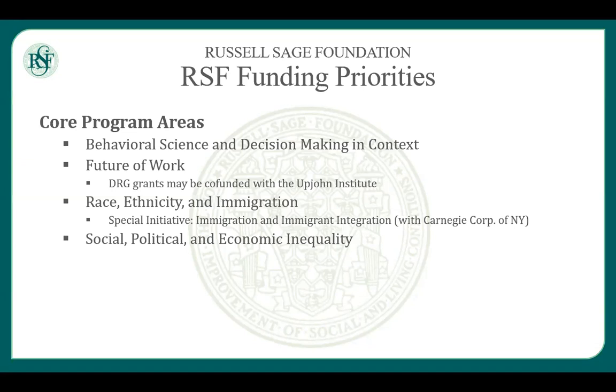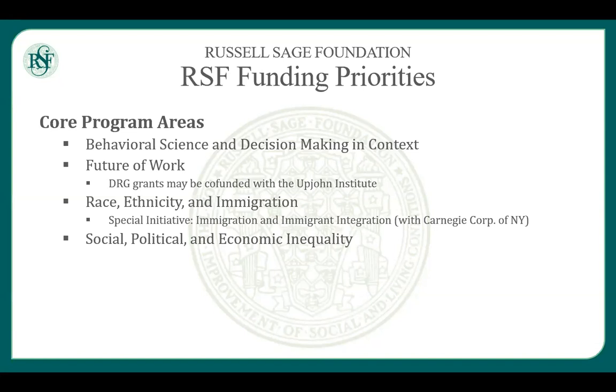Russell Sage has had a program on the future of work since, I believe, 1994. We like to say that we were doing it before it was cool. But here, any questions that have to do with labor rights, labor economics, questions about automation, questions about care work, the aging work population, anything that has to do with labor really will go under the future of work.